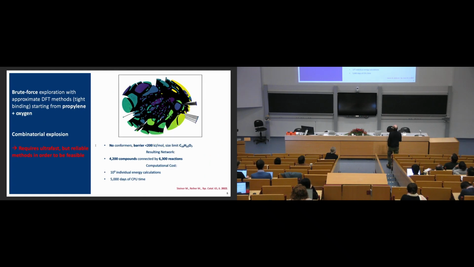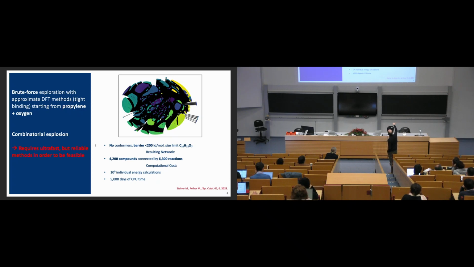Now here you see an example for brute force exploration with this software of a reactor system that's very simple, propylene and oxygen, so super simple. And this graphic here shows the explosion of structures that you see. We do an exploration with an approximate DFT method. It must be fast, like tight binding DFT, because DFT is super expensive. We restrict ourselves to barriers that are smaller than 200 kilojoules per mole. We don't consider conformers. We can switch this on, but we can switch it off, so no conformers. We limit ourselves to this size of molecules.